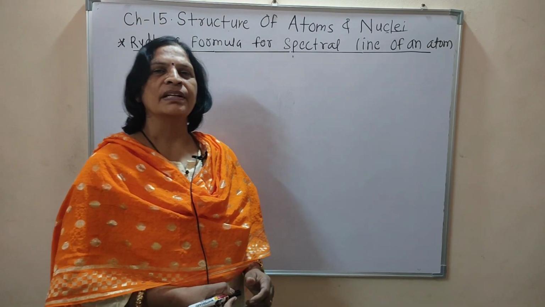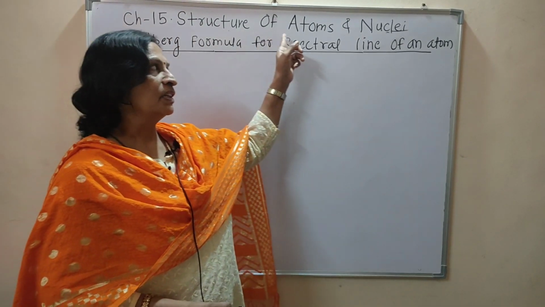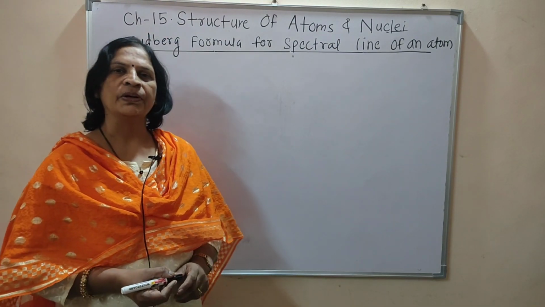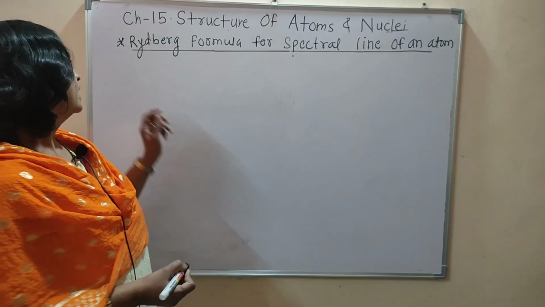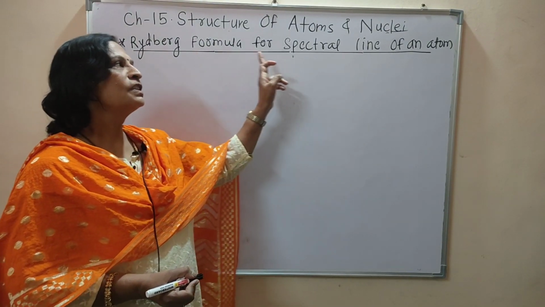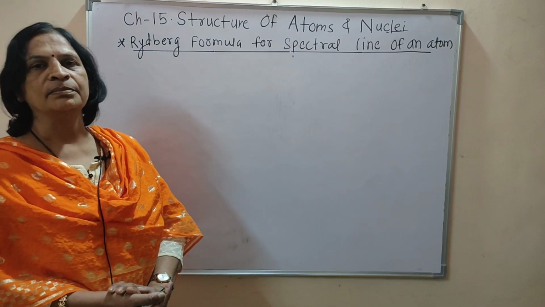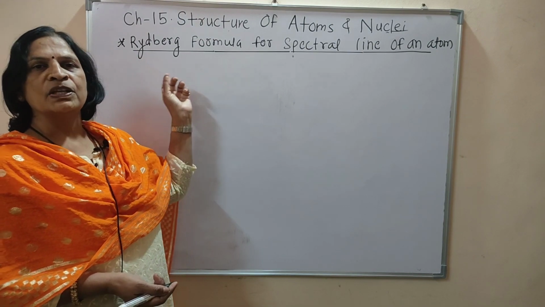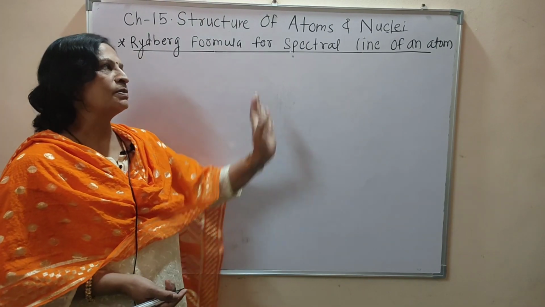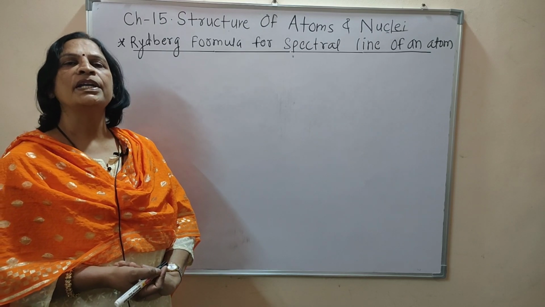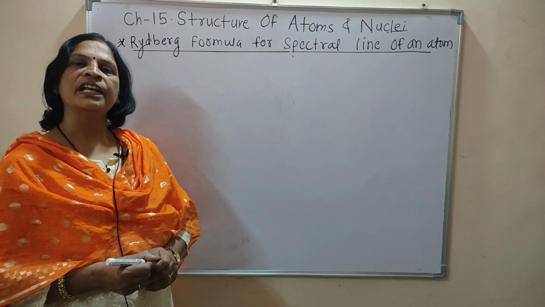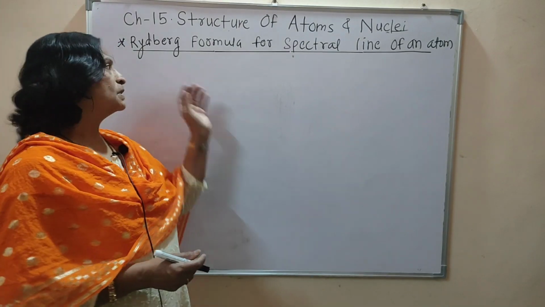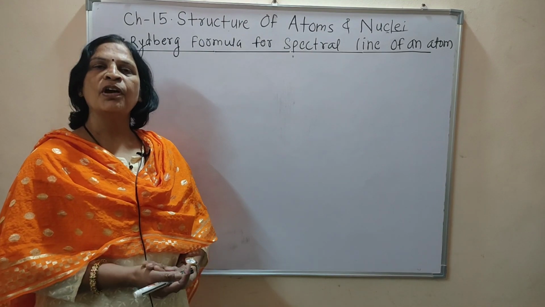We will continue our chapter Structure of Atoms and Nuclei, and today's lecture is lecture number 4. In this chapter, we will study the Rydberg formula for spectral line of an atom. The question may ask: derive an expression for the Rydberg formula for spectral line of an atom by using the formula of energy of an electron, or derive an expression for wave number. This formula gives you the formula for wave number.